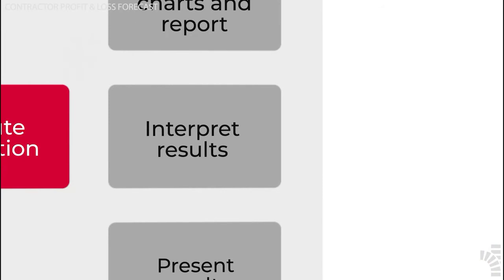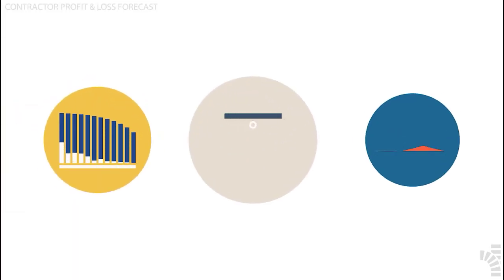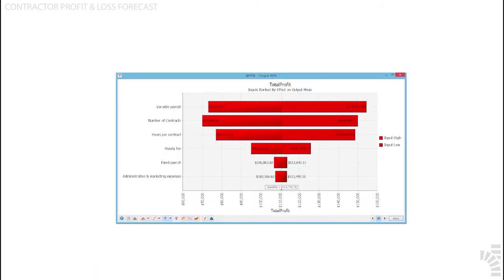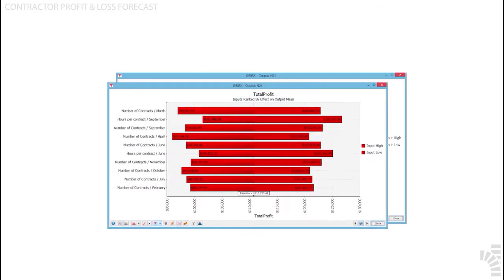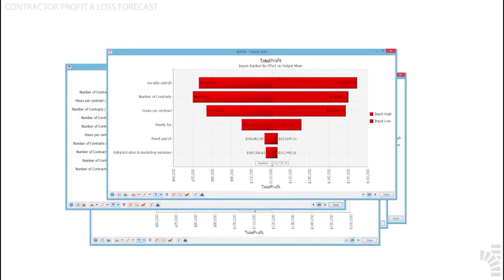Number 8, immediately after charts and reports are generated, the need to make sense of them with adequate interpretation arises. For example, a specific type of chart that the software generates is a tornado chart. In general, tornadoes are charts that depict the relative strength of input variables upon output variables. It turns out that @RISK contains at least 5 different types of tornadoes, each one with a different interpretation.